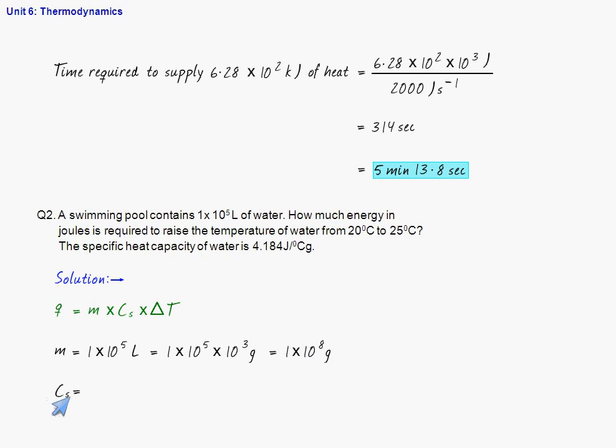Then Cs is equal to 4.184 joule per degree Celsius per gram. Delta T is equal to 25 minus 20, that is 5 degrees Celsius. So Q, the heat supply, is equal to 1 into 10 to the power 8 multiplied by 4.184 into 5. This is equal to 2.092 into 10 to the power 9 joule, which is 2.092 into 10 to the power 6 kilojoule. Okay, so 2.092 into 10 to the power 6 kilojoule of heat is required to raise the temperature from 20 to 25 degrees. Okay, now question number 3.